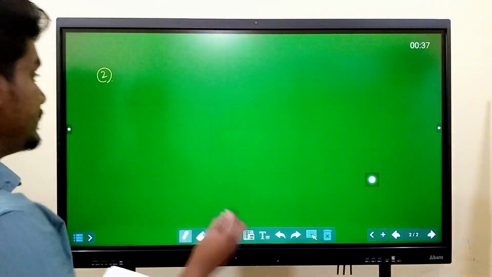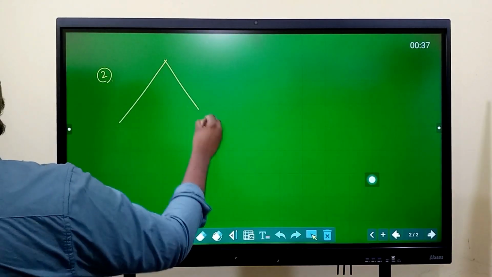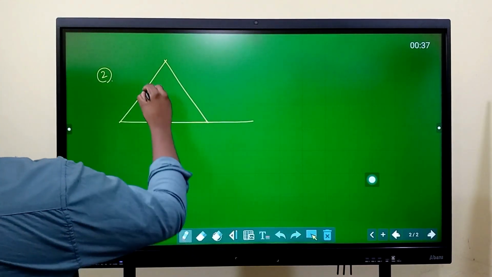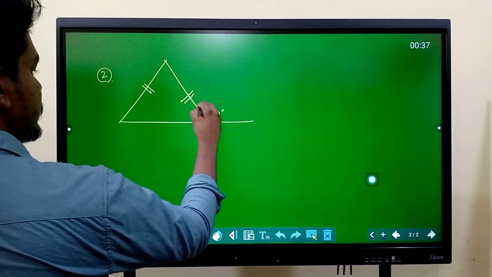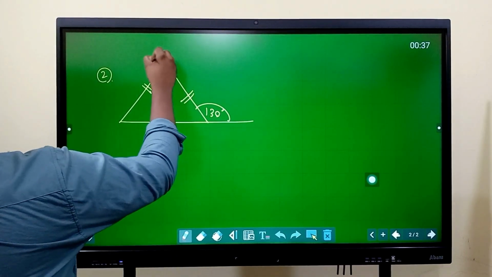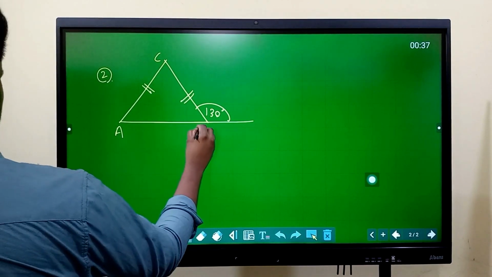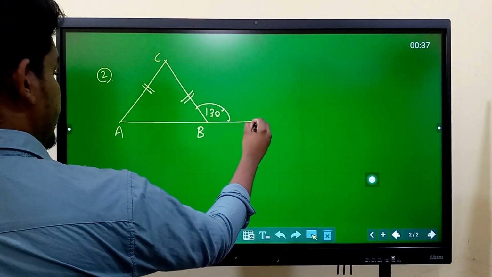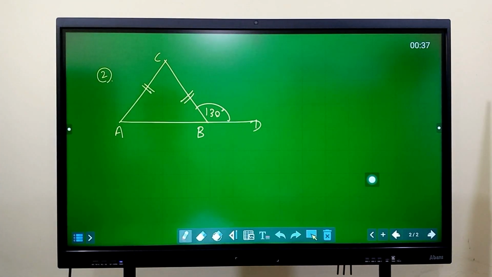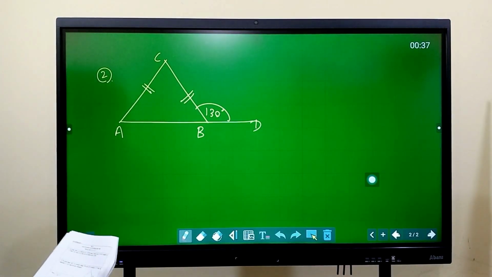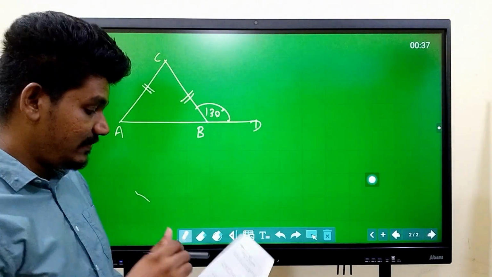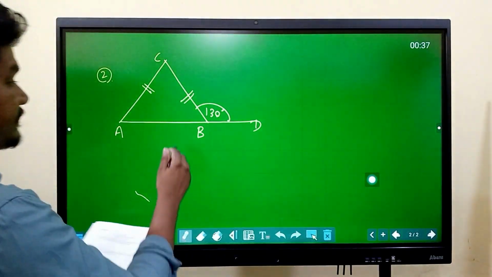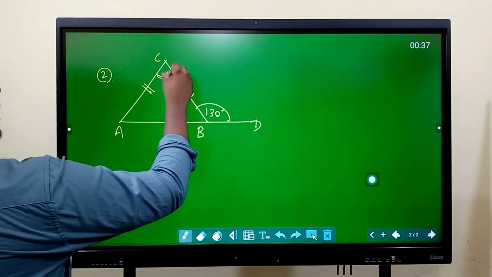Question number 2, there's a triangular figure given. In the triangle, we have marked that these two sides are equal, and this angle is given as 130 degrees. The points marked are C, A and B. We have to find the magnitude of the angle ACB. How can you find that? ACB means this one has to be found.